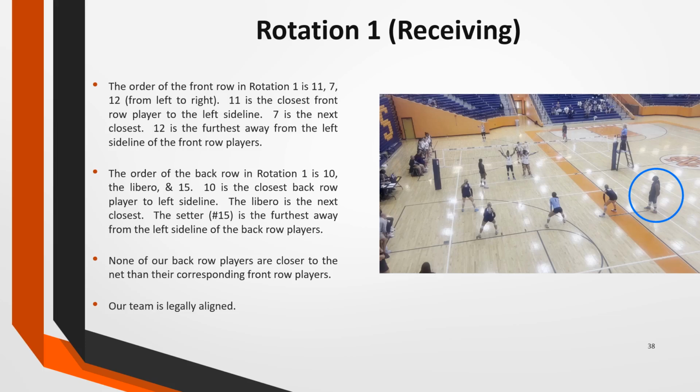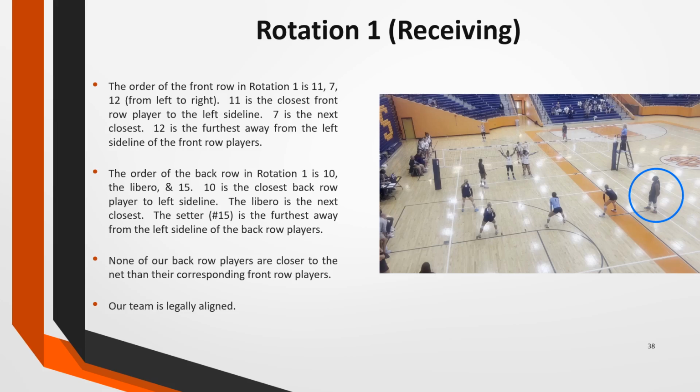The order of the back row is 10, libero, and 15, our setter. 10 is obviously the closest back row player to the left sideline. The libero is the next closest. And certainly our setter is the furthest person away from the left sideline of the back row players, as she is nearer the first referee side of the court. And none of our back row players are closer to the net than their corresponding front row players.